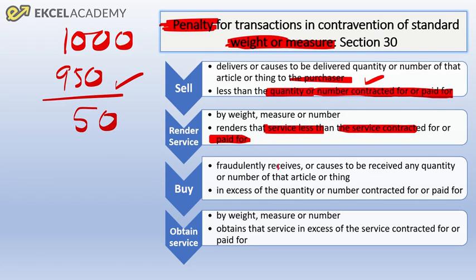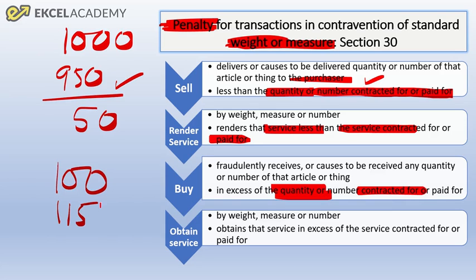If you buy, fraudulently receive or cause to be received any quantity or number of that article or thing in excess of the quantity or number contracted. So if you are buying also, if you are taking more than what you agreed, you are telling give me 100 kgs, but you are taking away 115 kgs. So that is also wrong. Not only when you sell, but even when you buy, you should be proper.